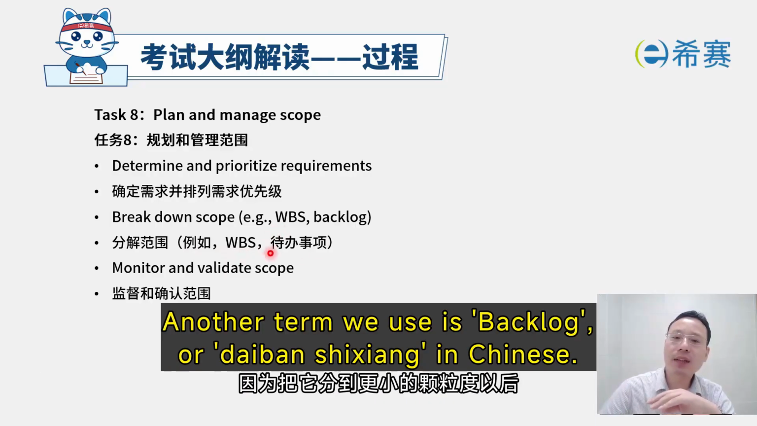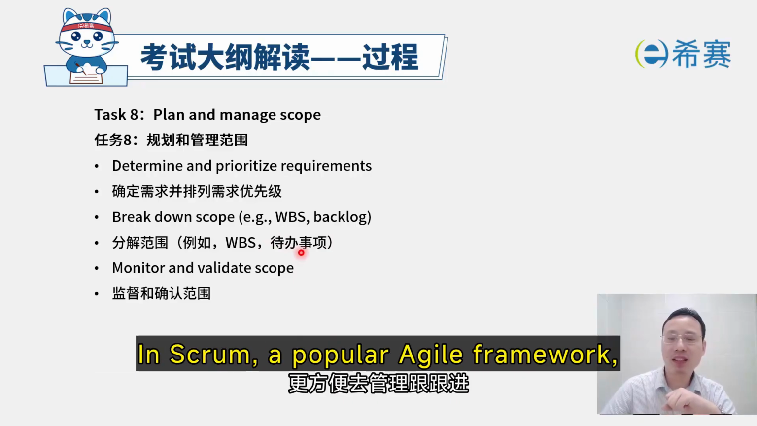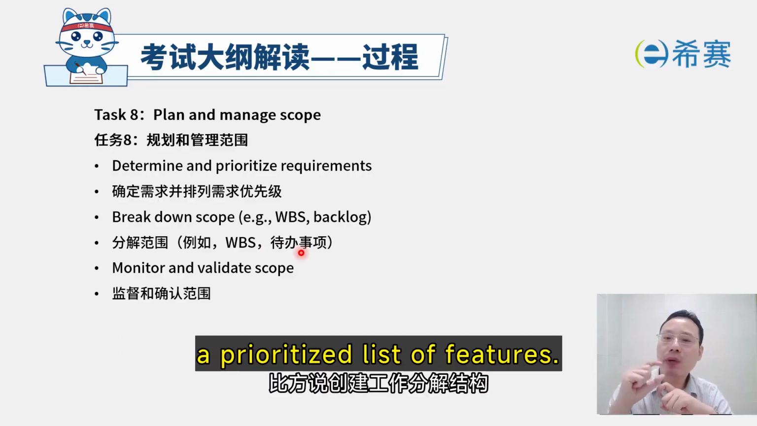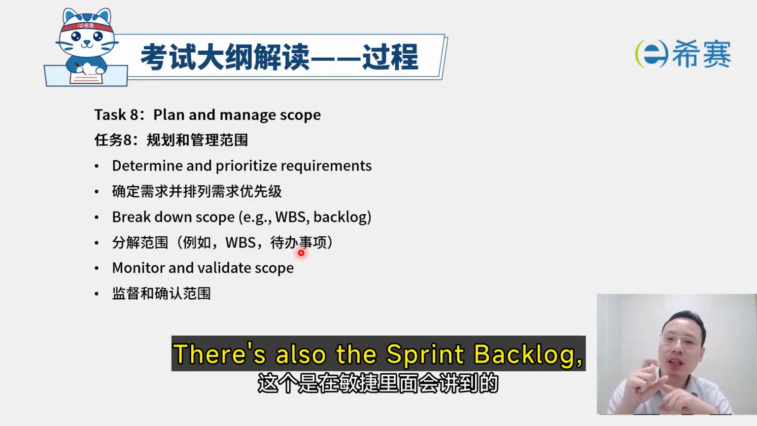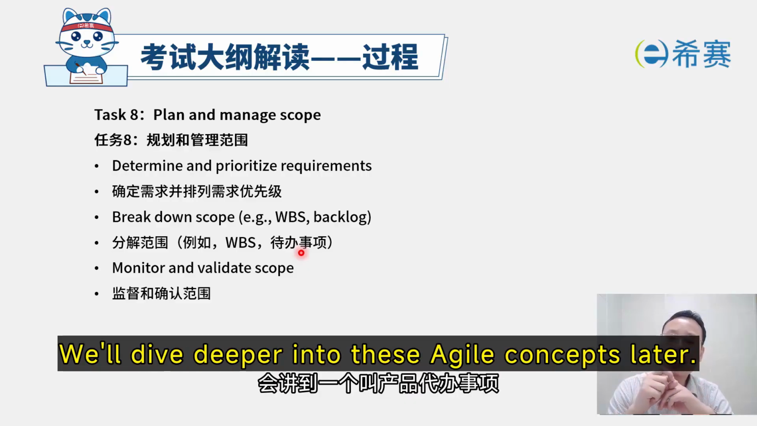Another term we use is backlog. This concept is central to Agile methodology. In Scrum, a popular Agile framework, we use what's called a product backlog, a prioritized list of features. Product backlog. There's also the sprint backlog, which contains tasks for the current sprint. We'll dive deeper into these Agile concepts later.